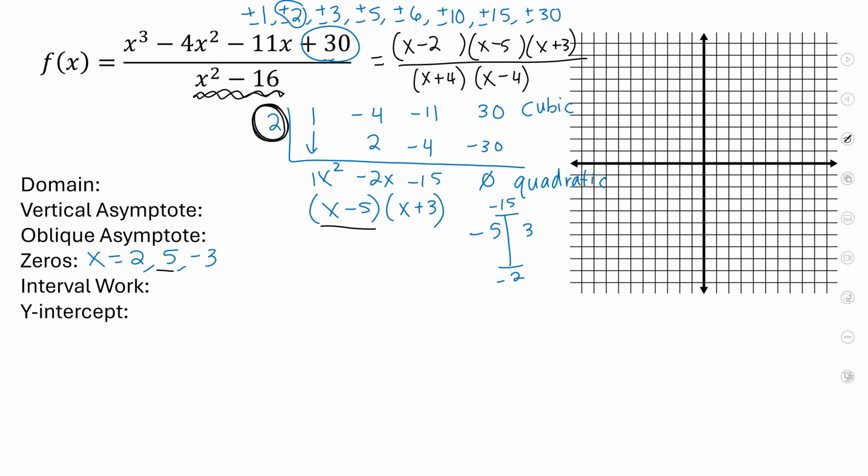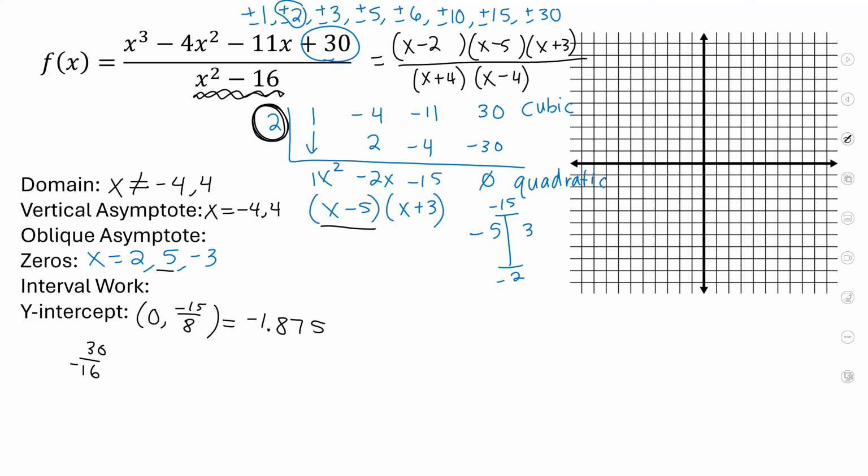Does anything cancel out? No, so we don't have any holes. So what can my domain not be? Exactly. -4 and 4, that means that's where my vertical asymptotes are. We set the denominator equal to 0 and solved it. Okay, now let's do, well, the y-intercept. What will the y-intercept be? It would be 30 over -16, which will simplify to -15 over 8, which is approximately -1.875.